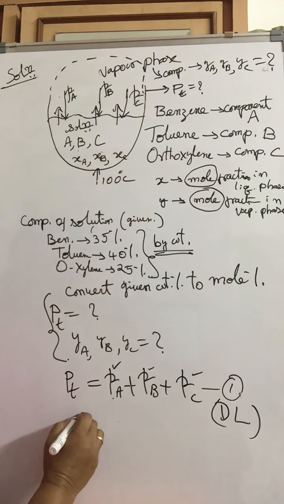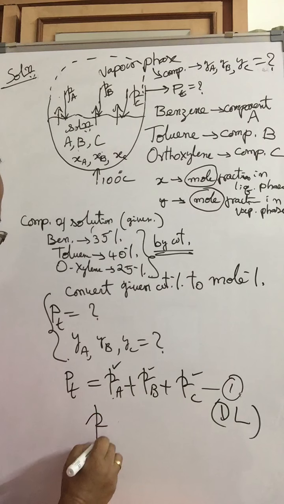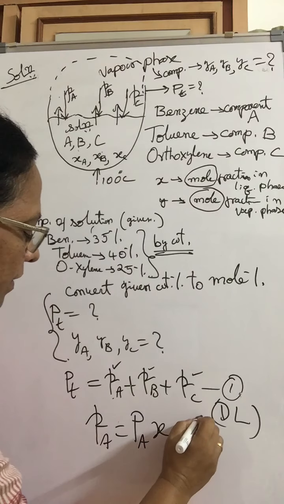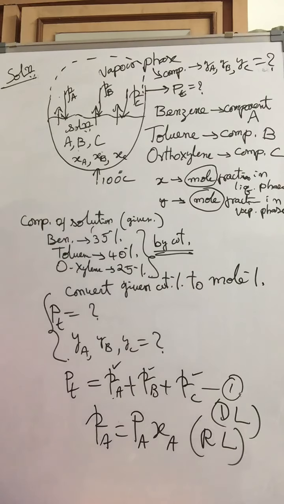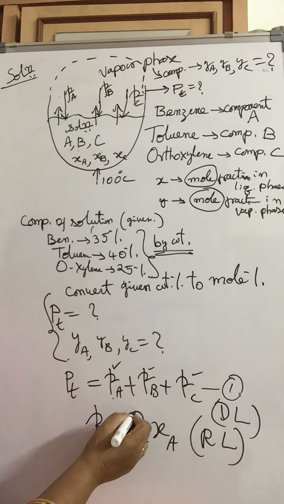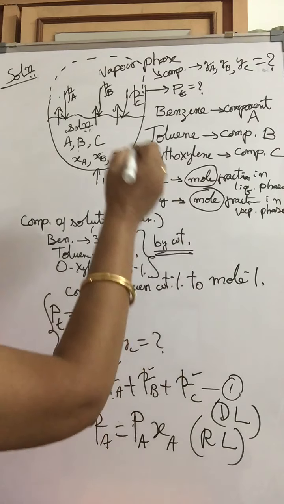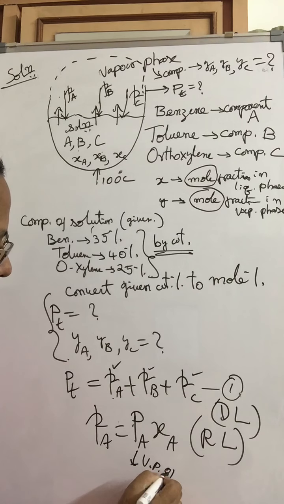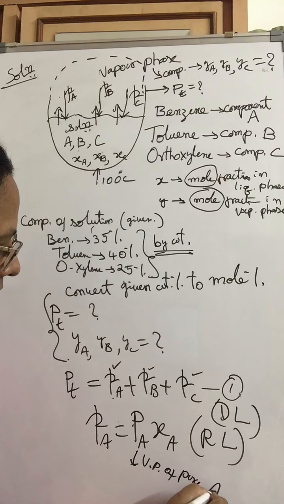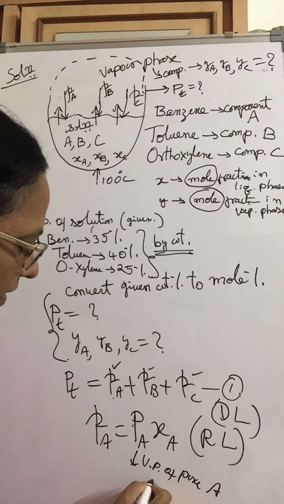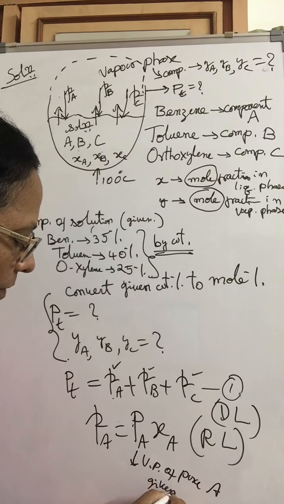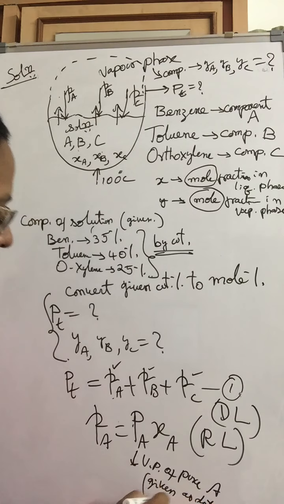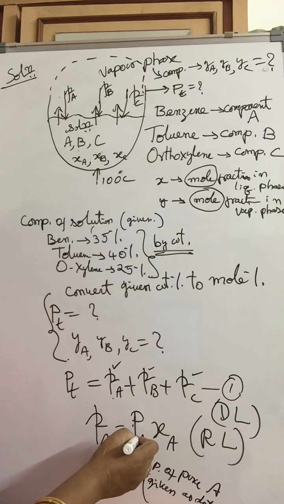Using Raoult's law you can calculate that. PA is equal to PA° XA. This is Raoult's law. Okay. So what is PA°? PA° is nothing but the vapor pressure of pure component A, which is given as data in the problem. You need not calculate anything. It is given in the problem itself.